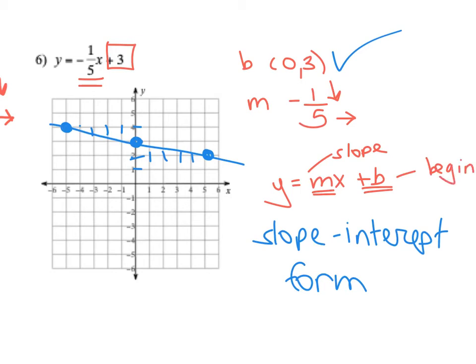Remember that if your slope is positive, you go up and right. If your slope is negative, you go down and right.